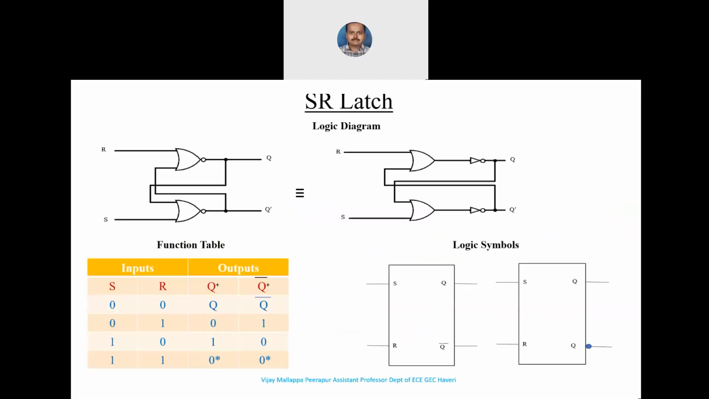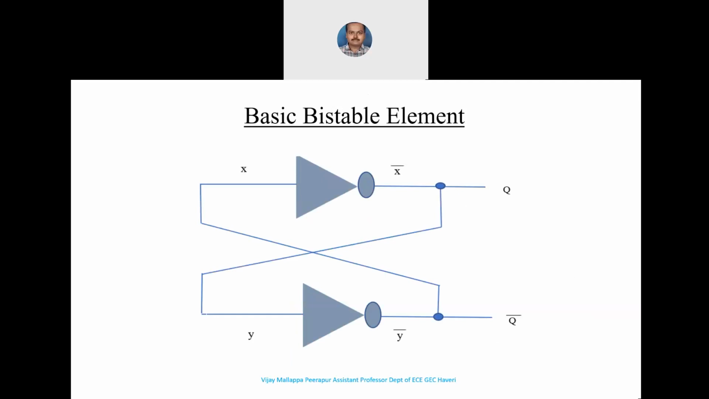First, we'll understand one particular latch which we call the SR latch. If you see, we'll go back to the basic bistable element. When Q, the normal output, is equal to 1, we call it a one state or a set state, right? And when Q is equal to 0, we call it a zero state, or a reset.